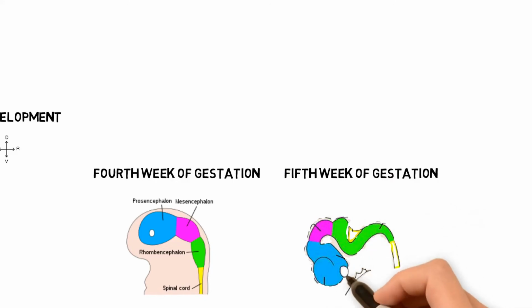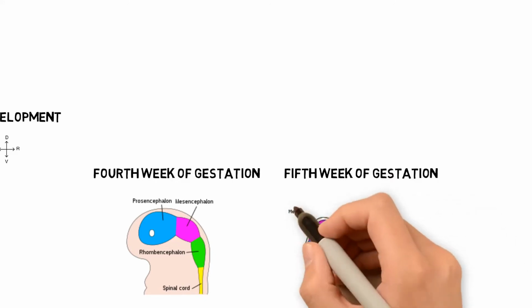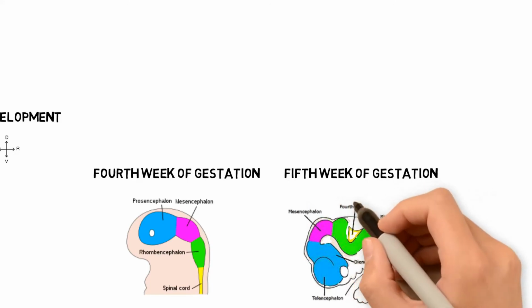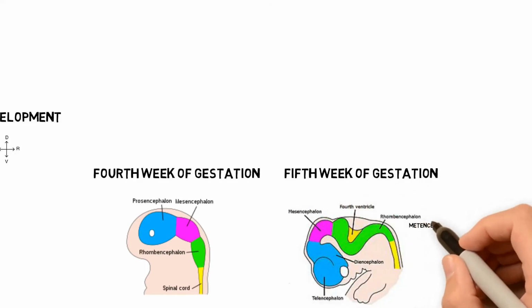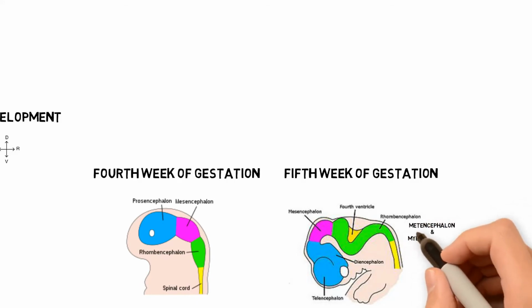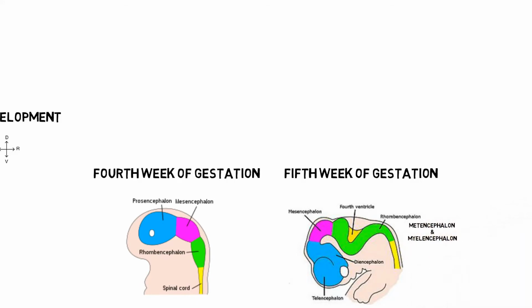The prosencephalon becomes the telencephalon and the diencephalon. The mesencephalon remains the mesencephalon, and the rhombencephalon becomes the metencephalon and the myelencephalon. The major segments of the brain and spinal cord have developed.